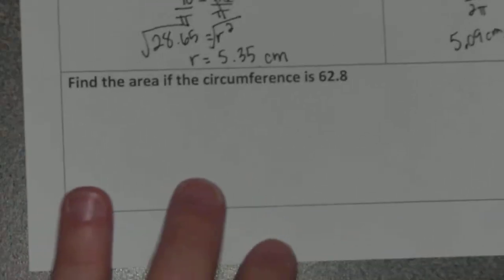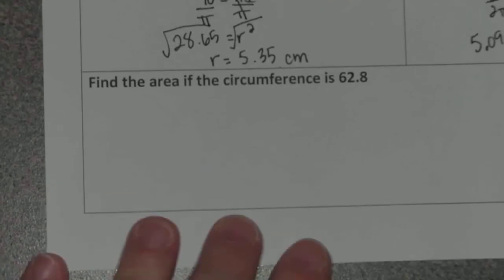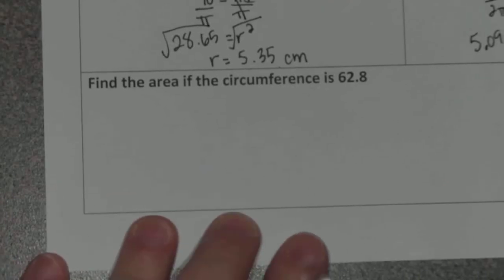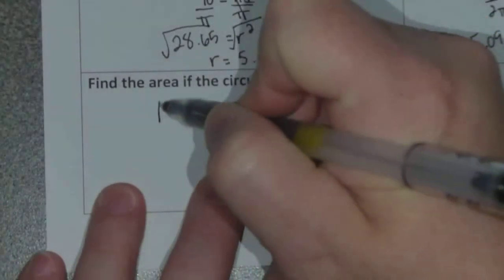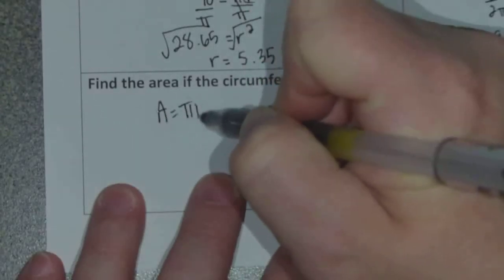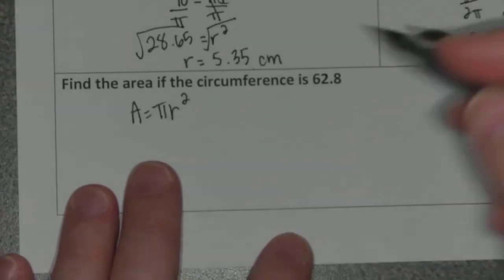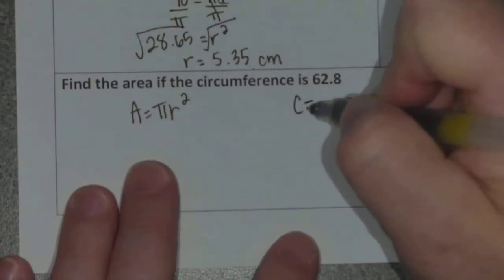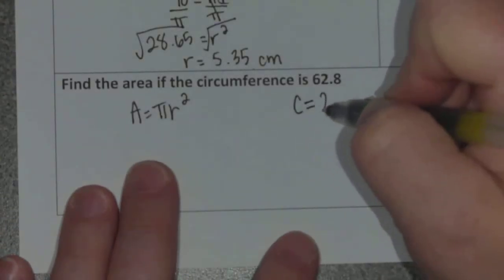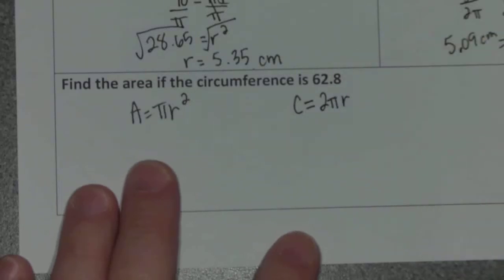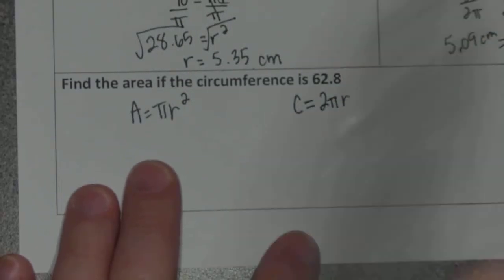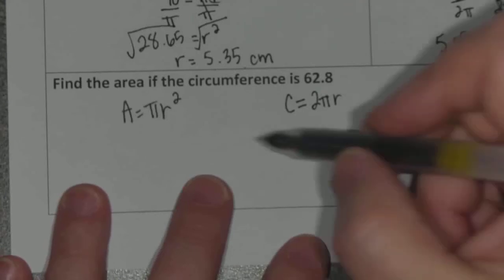All right, one last problem on the front then. It says find the area if the circumference is 62.8. So in order to find the area, I have to know the radius. I have to know the radius to put it through the area formula. So I'm going to use the circumference formula to find the radius, and then I can use the radius to put back into the area formula.